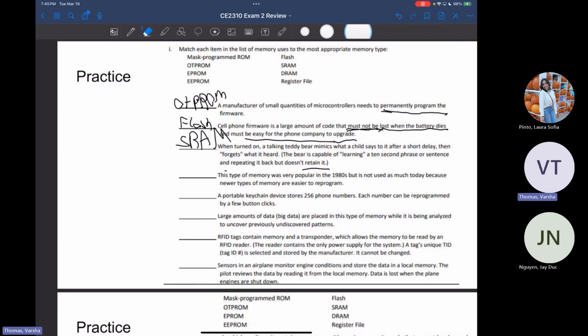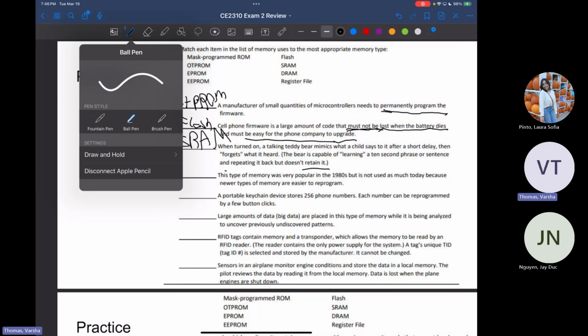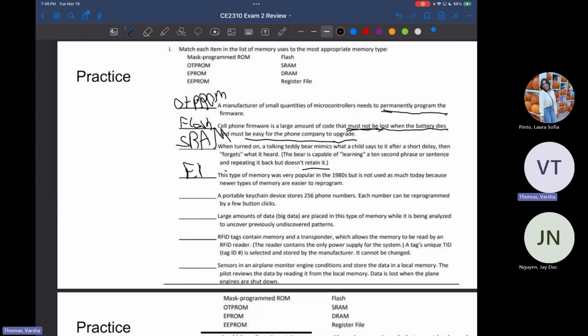And then we have this very simple one because it says this type of memory was very popular in the 1980s, but it's not used as much today because newer types of memory are easier to reprogram. And this one is the EPROM, sorry. Whenever you see something talking about the 80s or something in the past, you know that it is EPROM because EPROM is the older version of these memories, and you can kind of associate that with EPROM. Let's move to the next one.